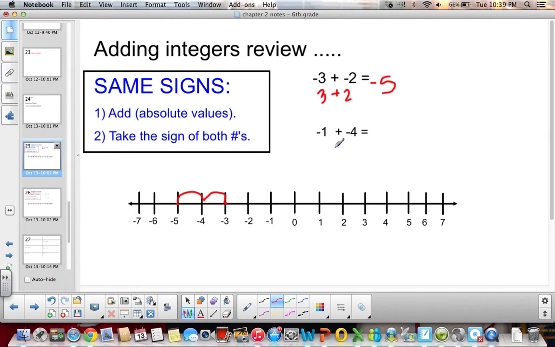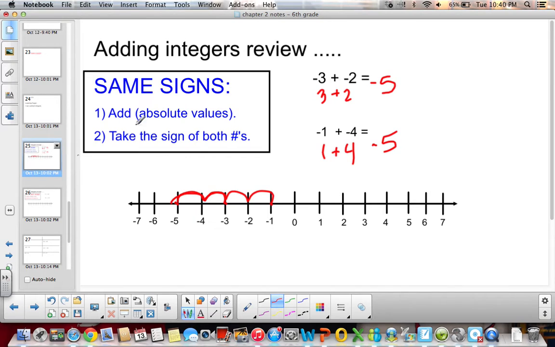Okay, -1 plus -4. The absolute value of -1 is 1. The absolute value of -4 is 4. 1 plus 4, we get 5, and it's negative. This time we start at -1, and then we're going to do 4 jumps. 1, 2, 3, 4, and we get -5.